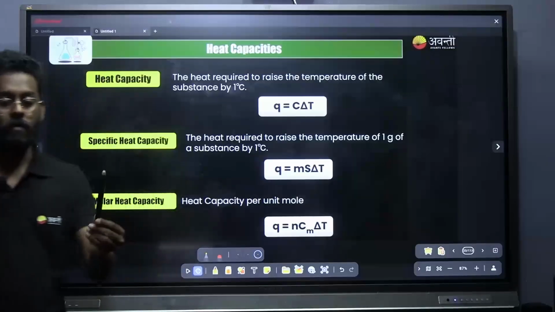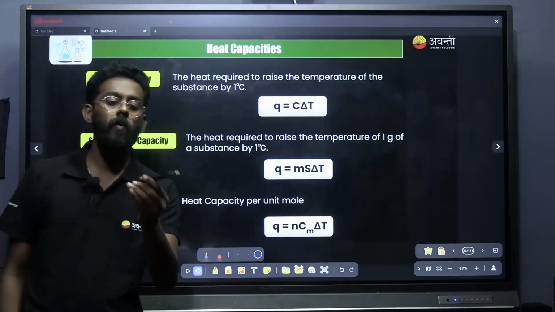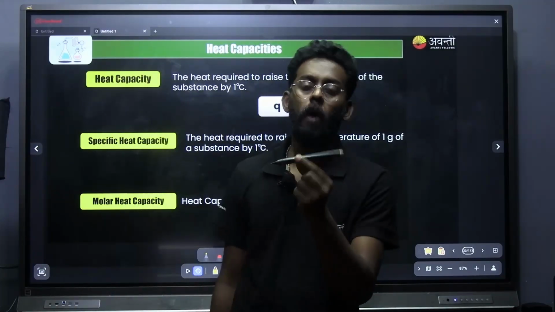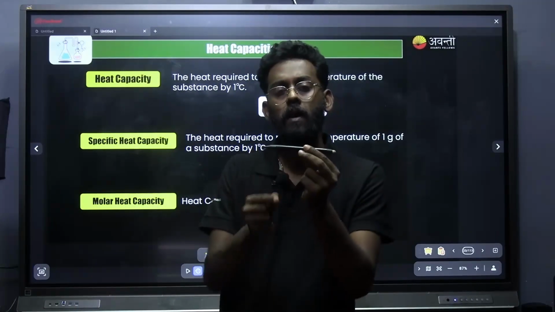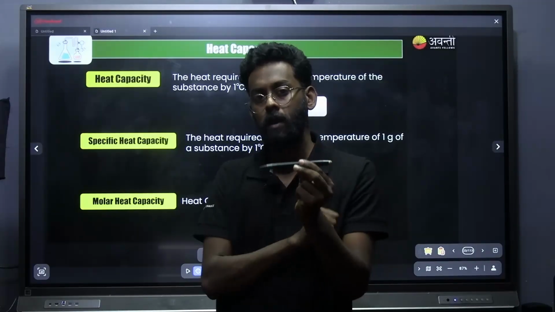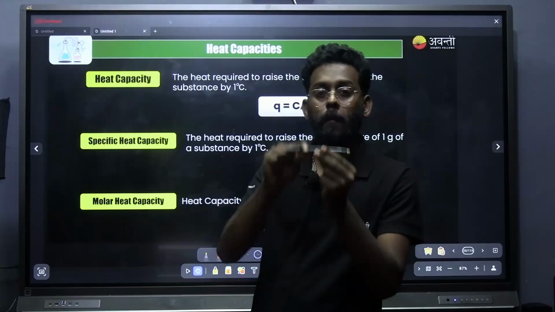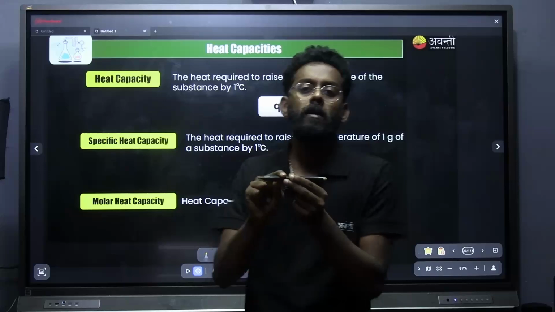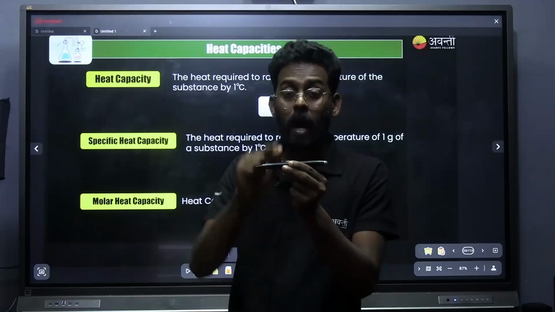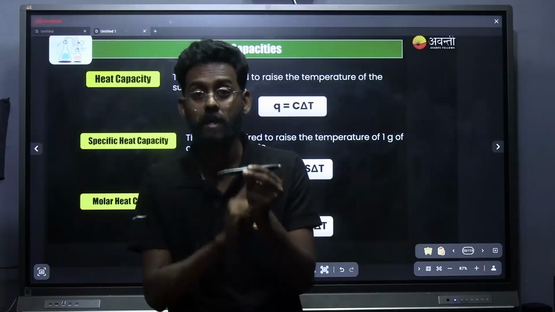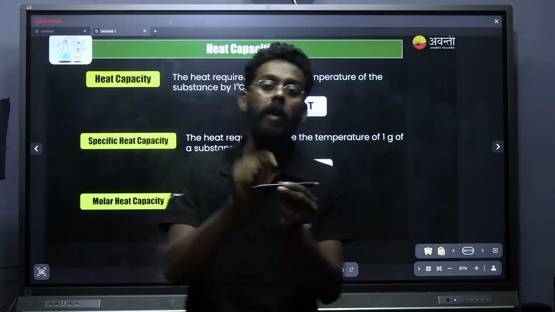Example, I am taking this pen. I want to know what is the heat capacity of this pen. What I will be doing is, I will be increasing the temperature of this pen by 1 degree Celsius. Imagine that initially the pen is at 25 degrees Celsius, and I will be increasing the temperature to 26 degrees Celsius. How much heat should I supply for raising the temperature by 1 degree Celsius, or from 25 to 26?